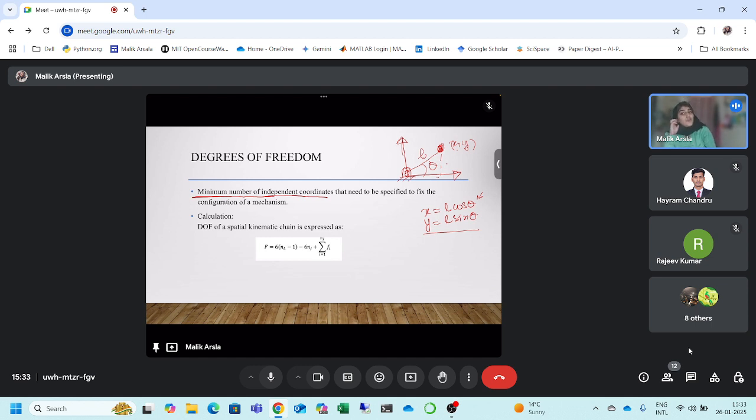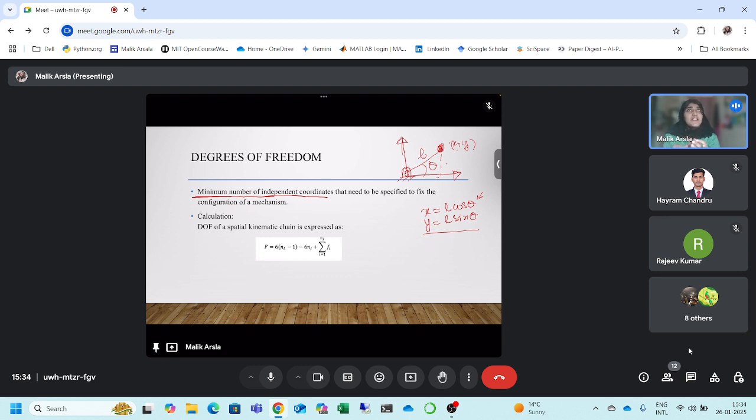Now for the calculation of degree of freedom, generally in 3D, we say that every body or any object has 6 degrees of freedom, right? It can move in X, Y and Z, positive and negative. So there are basically 6 degrees of freedom in the spatial kind, if there is a spatial kinematic chain.